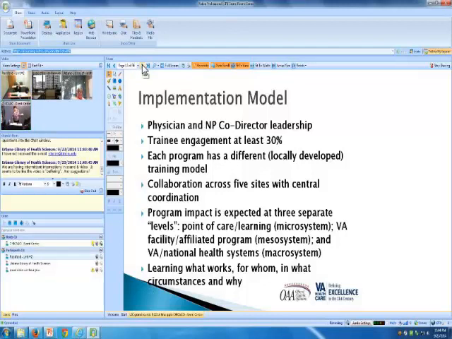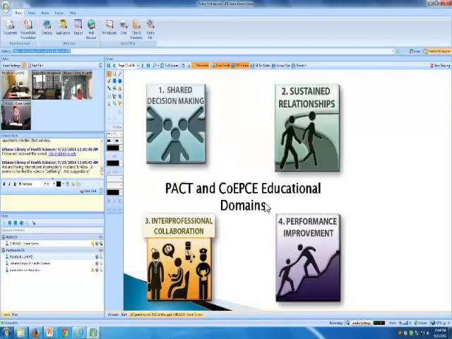So as you can guess, there's not lots of hard quantitative data from this project. In the RFP, it was stated that the curriculum they would develop had to address what we call 4 core domains of shared decision-making, sustained relationships, interprofessional collaboration, and performance improvement. These were developed because they are modeled after what PACT is all about and patient-centered care.